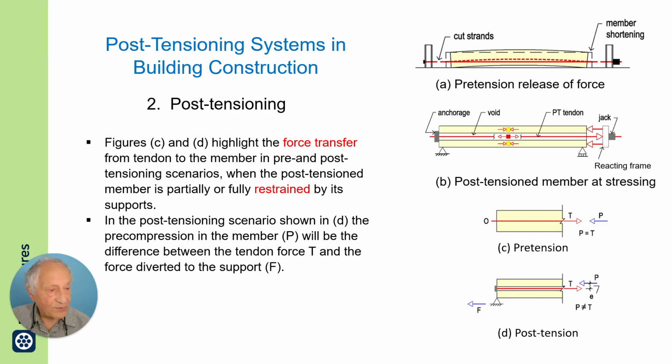In the actual structure, the member often is tied to other parts of the structure, or if it is not on a roller at the time of stressing, then you end up with a force F, which is a loss to the support. And here on the right, there will be, so to say, a lack of correspondence between the force in the tendon, which is T, and the precompression.